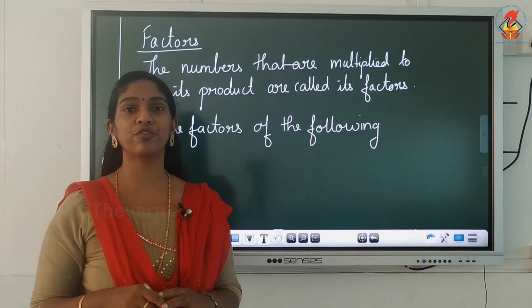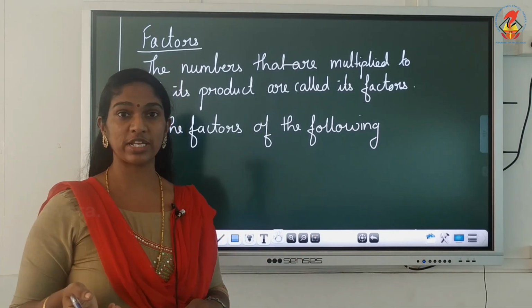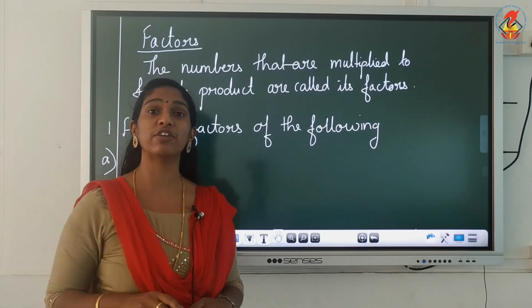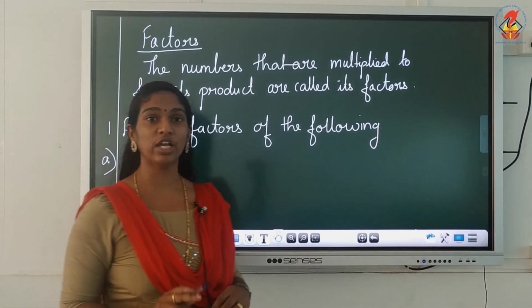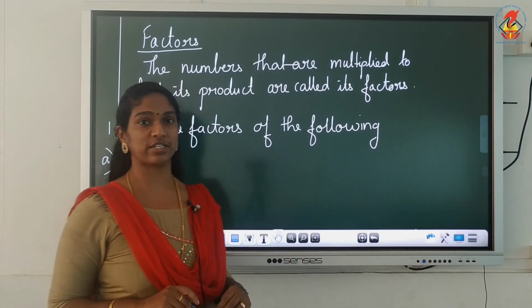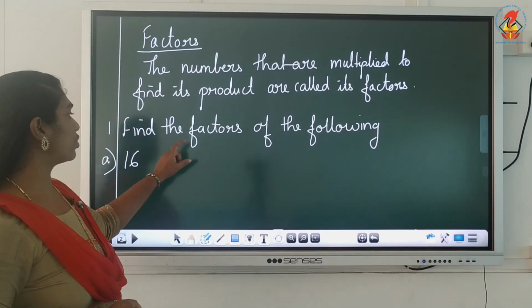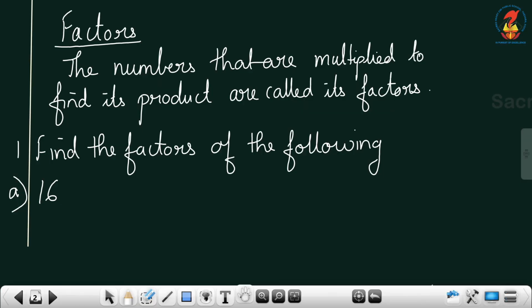4 into 5. 4 into 5 is equal to 20. So I can say 4 and 5 are the factors of 20. So the numbers that we are using for multiplying are called factors. Okay. Now we are going to do some questions based on that. Find the factors of the following.